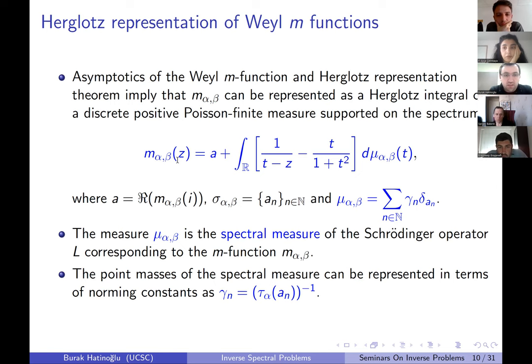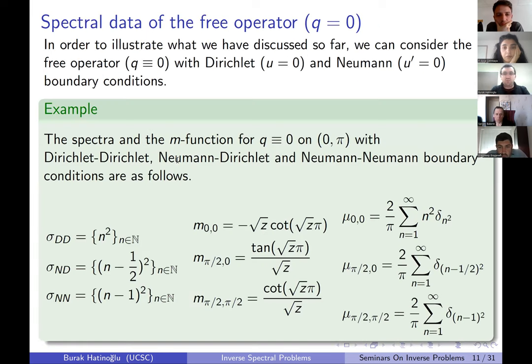Okay. And just to illustrate what we discussed so far, let me consider some examples. So here we will just let the potential be zero. So we consider the free operator with the most common boundary conditions, namely Dirichlet and Neumann. And in this setting, for instance, with Dirichlet boundary condition, the eigenvalues or the spectrum just become squares of the natural numbers. Here I start natural numbers from one. And this is our M function. And here, this is the spectral measure.